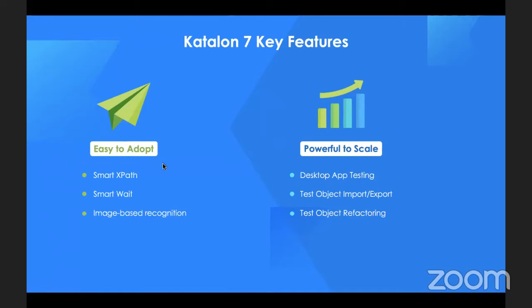And for easy to adopt, we have Smart XPath, Smart Wait, and image-based recognition, which I will show you right after the demo. And for powerful to scale, we have desktop app testing, test object import export, and test object refactoring. They are the key features that I want to mention to you today. And one thing I want to mention is that for easy to adopt, all the features there focus on the element location.